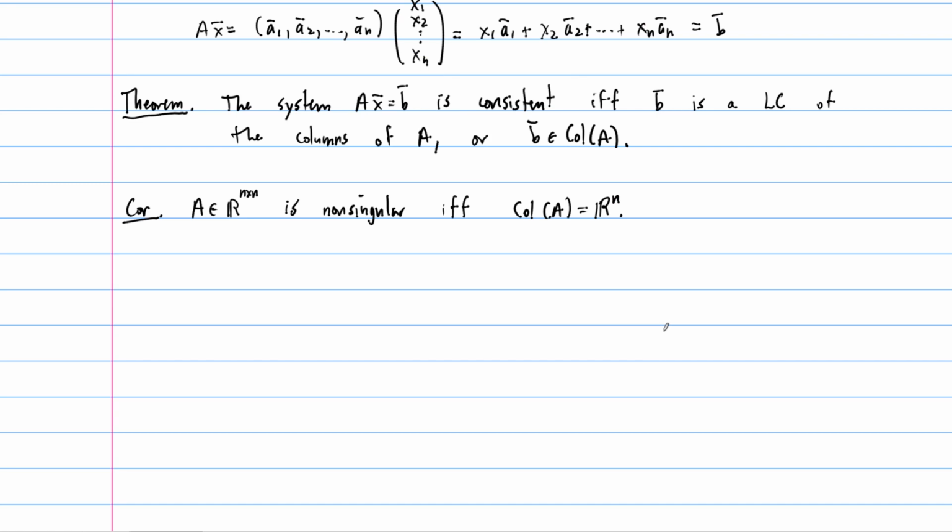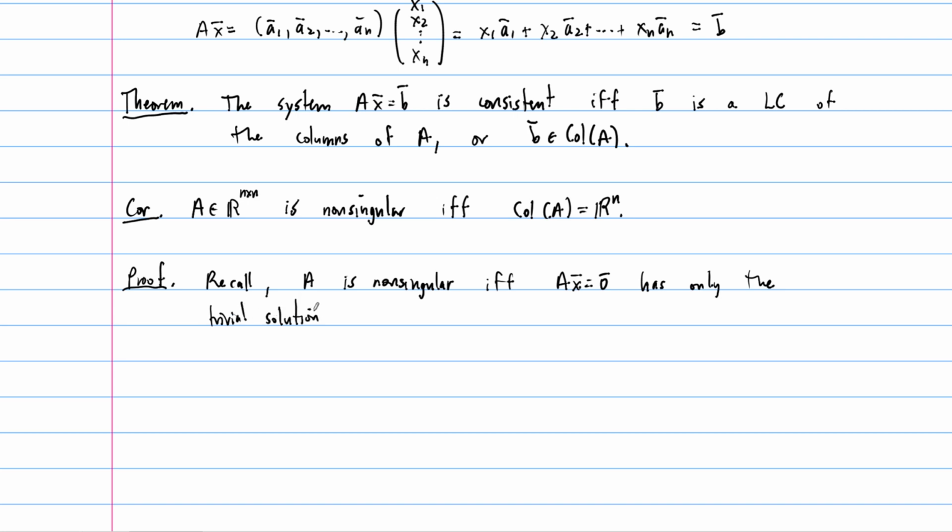And so where does this come from? So let's just sketch the proof of the corollary here. Recall that one of the criteria for singularity or non-singularity of a matrix is the following. A is non-singular if and only if this system, A times x equals 0, has only the trivial solution. And the trivial solution then means that x is equal to 0.